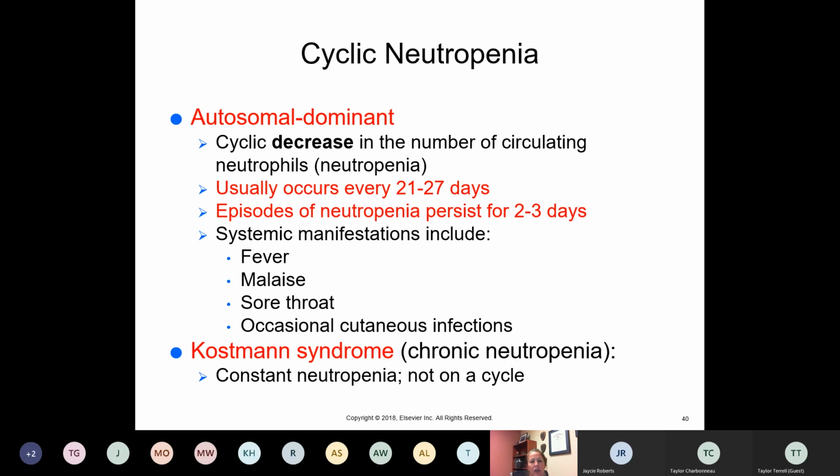So this cycle usually occurs every 21 to 27 days. It's kind of like a period. The episodes of neutropenia will last for 2 to 3 days. And during that time, they may exhibit systemic symptoms such as fever, malaise, sore throat, and occasional skin infections as well, or cutaneous infections. If a patient exhibits neutropenia not on a cycle, but chronic, that's referred to as Kostmann syndrome.